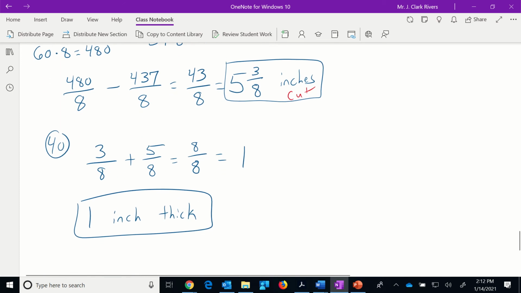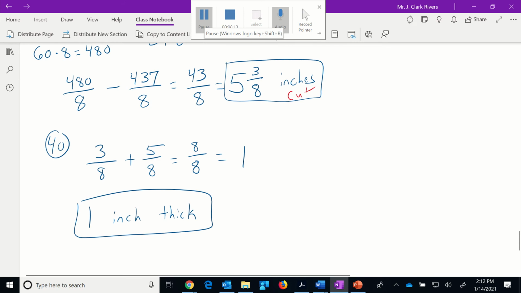For number 40, pretty straightforward. We just add those two fractions. 3/8 plus 5/8 gives you 8/8, which is 1.